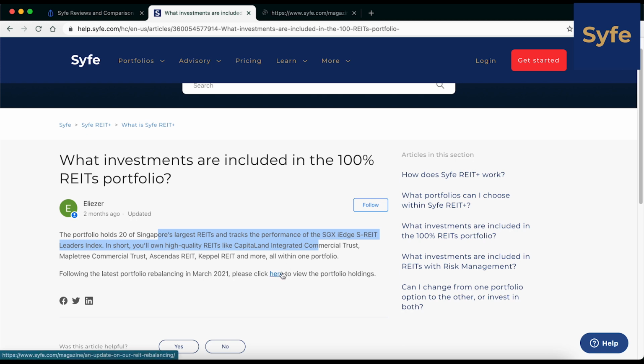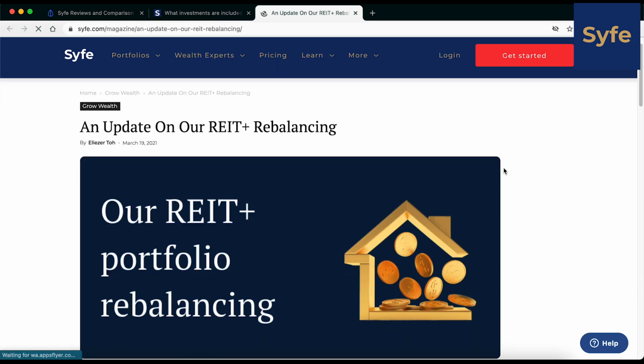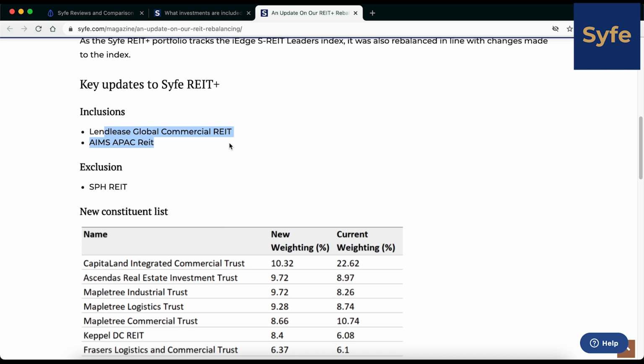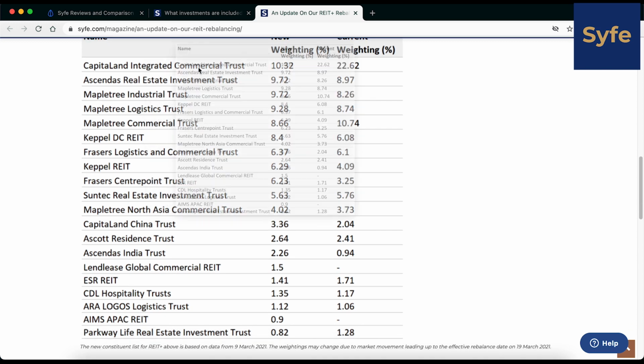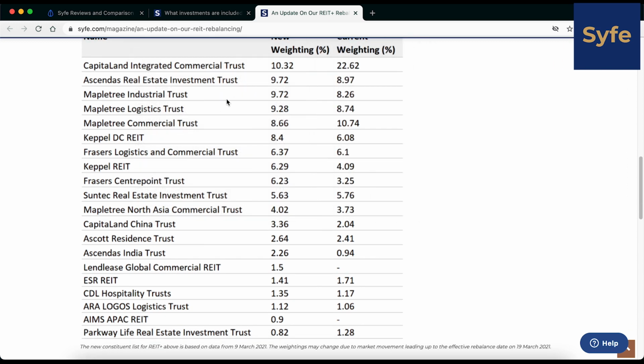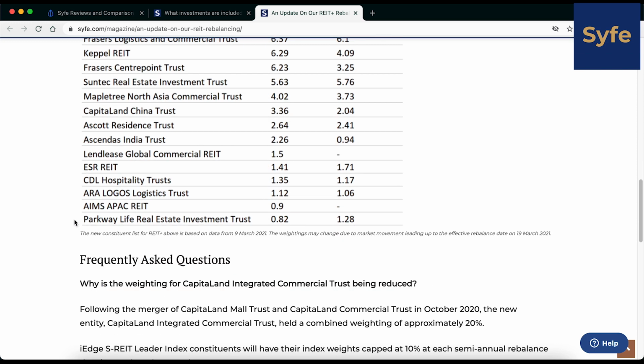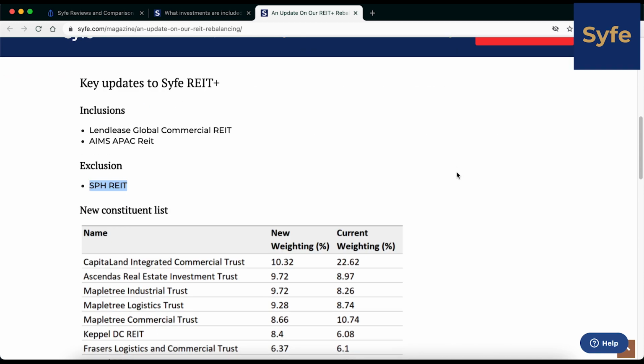Following the latest portfolio rebalancing, let's take a look at the new portfolio. They included Land Lease, they included A-REIT, they excluded SPH REIT. So the new constituent list is this one. We have CICT being the largest, followed by A-REIT, MIT, MLT, MCT, Capital DC, FLCT. Yeah, so very similar to what my REIT portfolio is. I'm just curious whether it is Parkway Life REIT, a very small portion. Why this one so small? I want this more, but never mind.